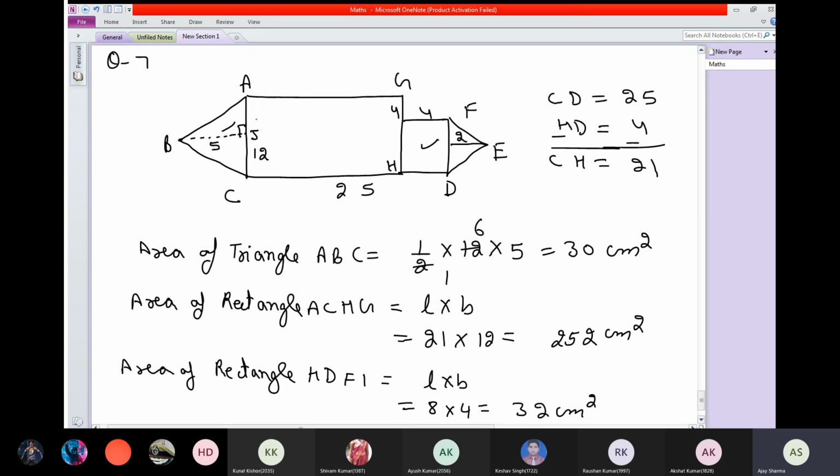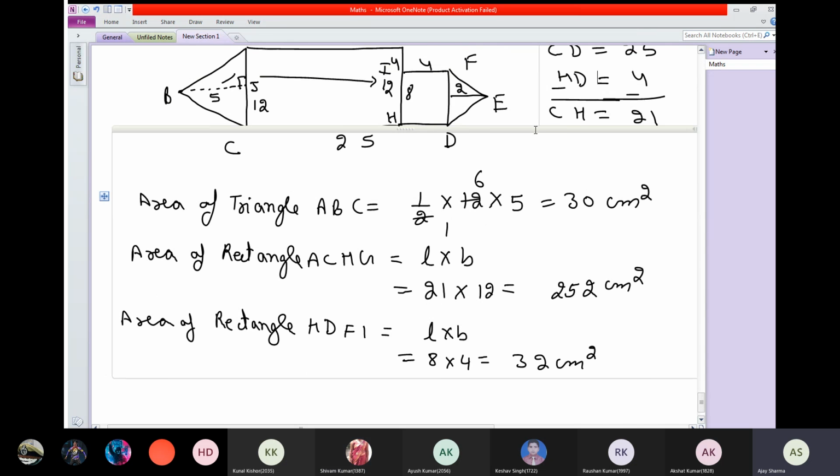ACHD. This side is 12, then its opposite side in the parallel rectangle is also 12. The total is 12, but up to this point, GI, which is 4, remaining is 8. So 8 multiplied by 4, that is the area of the rectangle, and you will find the answer 32. Now the next point. Area of triangle.